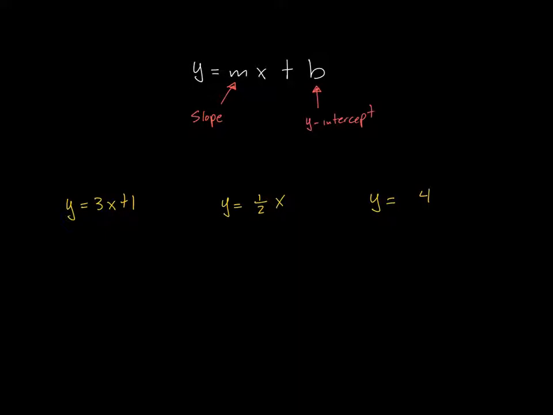The slope will be the number that is next to the x. That will be the number that you need. So your slope is going to be 3 in this case, and your y-intercept will be 1.